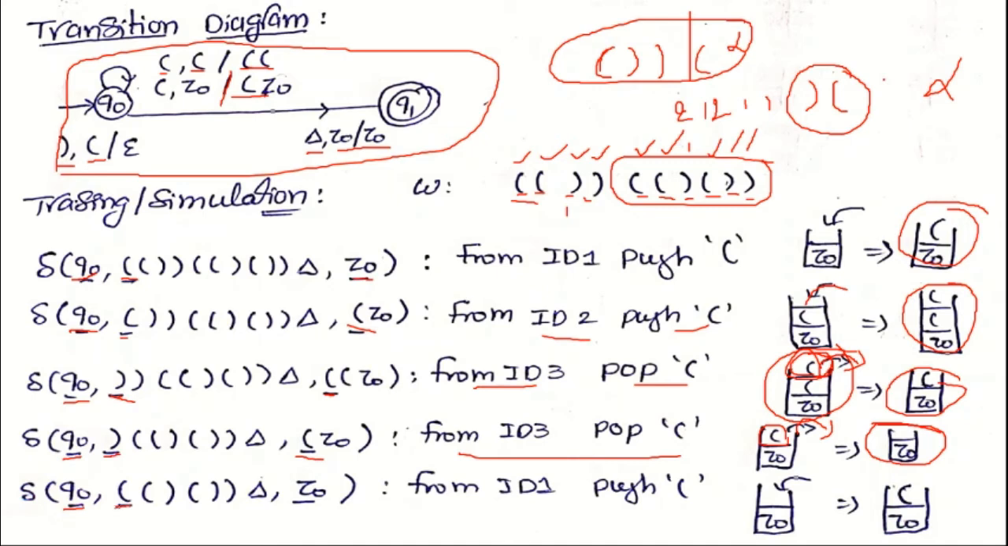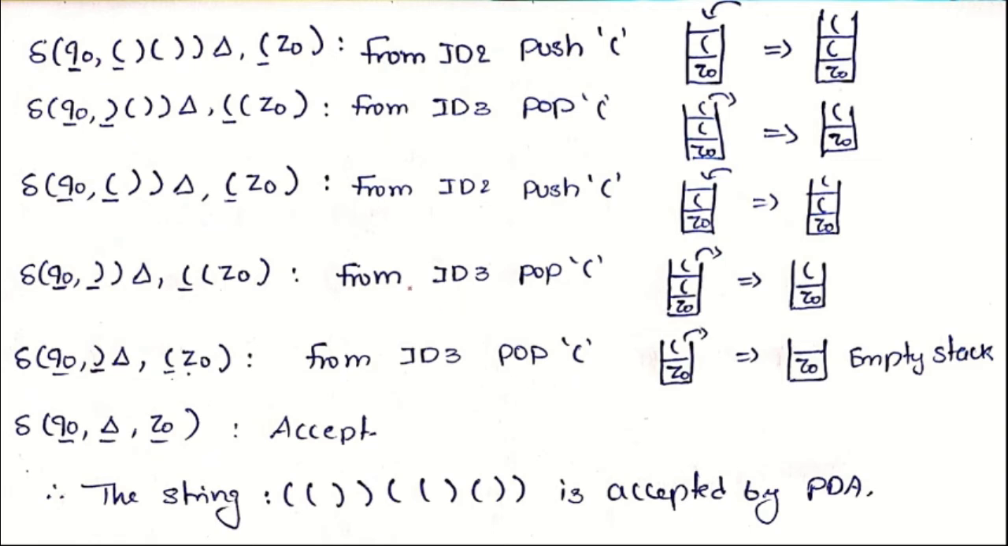In Q0, the current input is open parenthesis and the top of the stack is Z0. Based on ID1 we perform the push operation. Initially the stack is empty. When we perform the push operation, an open parenthesis will be pushed into the stack. The next input symbol is open parenthesis, the current state is Q0 and the top of the stack is open parenthesis. Based on ID2 we perform the push operation. That means we push one more open parenthesis into the stack, so after completion the stack contains two open parentheses.